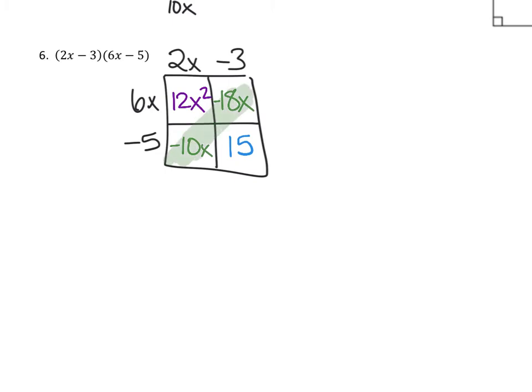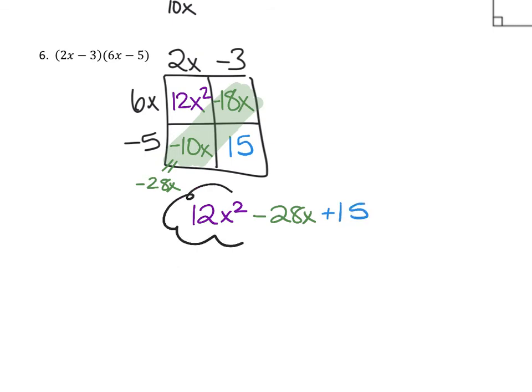What do I get when I combine my like terms together here on the diagonal? Yeah, you would get negative 28. Negative 10x plus negative 18x is negative 28x. So my product, my final answer here, is 12x squared, the x squared term, negative 28x, the combined x term, and a positive 15, my constant. That's the trinomial product of those two binomials.